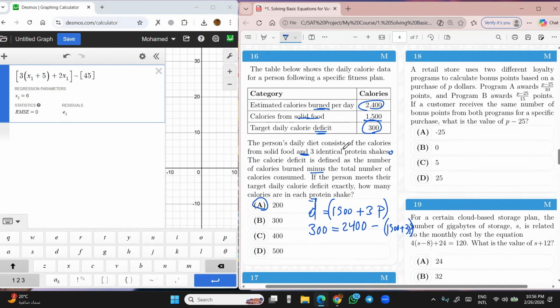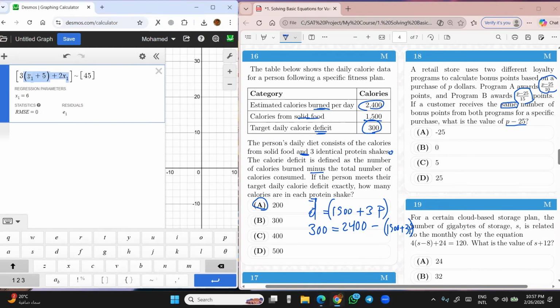Question 18. A retail store uses 2 different loyalty programs to calculate bonus points based on a purchase of $P. Program A awards (P minus 25) over 10 points, and program B awards (P minus 25) over 15 points. If a customer receives the same number of bonus points from both programs for a specific purchase, what is the value of P minus 25? So we need to consider this one as the left side, and this is the right side. They are the same because of the word same here.